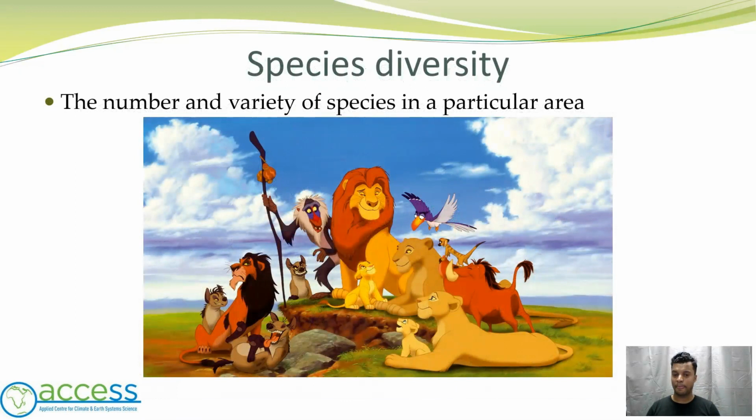Here we have the Lion King, which I hope you all will be watching soon, as this is a good example of species diversity. In this example, we have the different species in a particular habitat, in this case the African savanna biome: lions, hyenas, meerkats, and various other animals that interact.